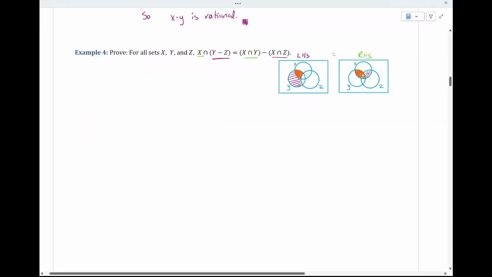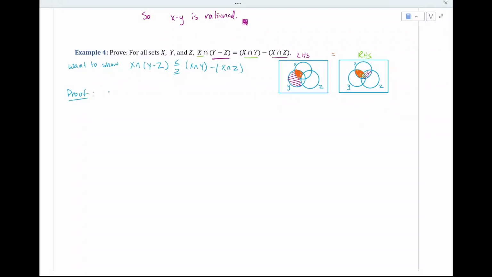All right, so in order to prove this equal sign, what we want to show is that X intersect (Y minus Z) is a subset of (X intersect Y) minus (X intersect Z). And then we also want to show that the subset goes both ways, that the left-hand side is a subset of the right-hand side, and that the right-hand side is a subset of the left-hand side. I want to show both of those. So we're going to have two parts to our proof.